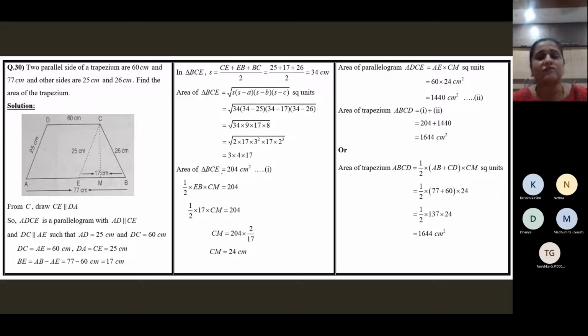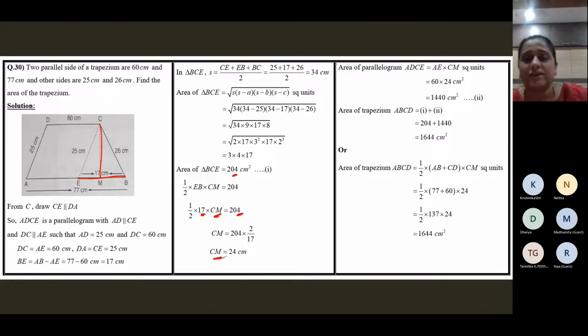The area of the triangle we found using Heron's formula is 204. But the area of the triangle can also be found using the formula half base into height. So half into base EB into height CM is equal to 204. Half into EB, 17. Height CM we don't know, the altitude, is equal to 204. So with this you can find CM.